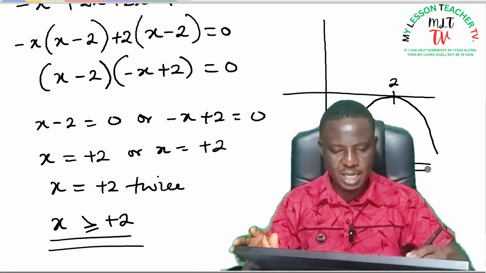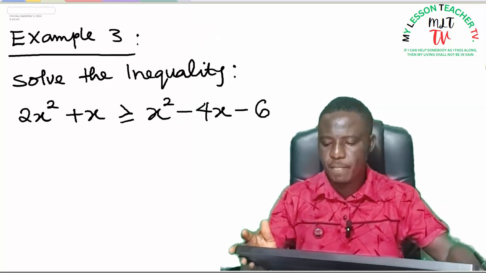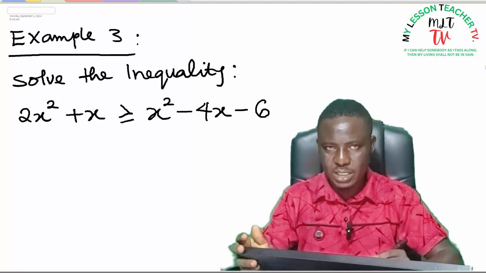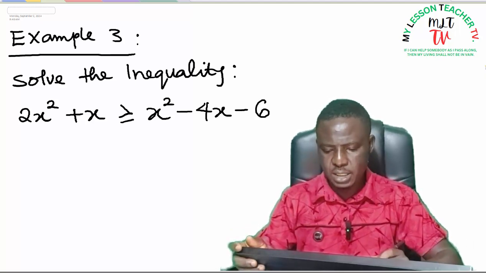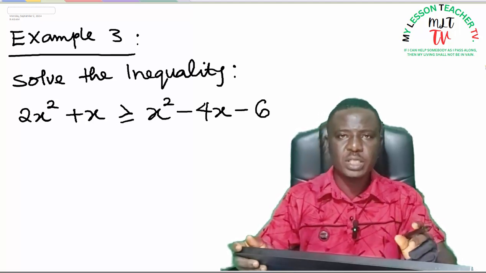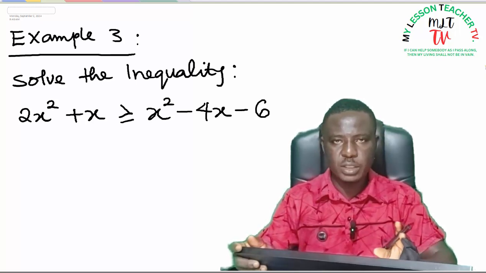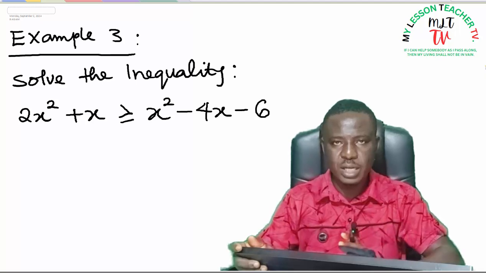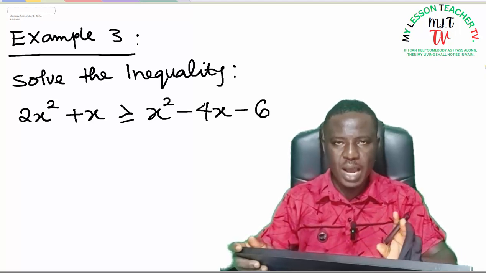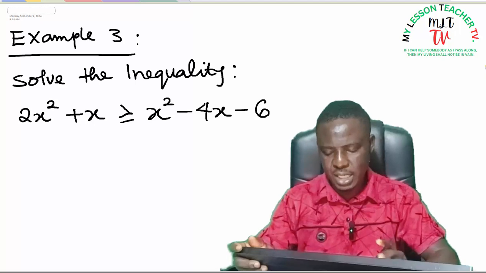Example 3, we are asked to solve the inequality 2x squared plus x is greater than or equal to x squared minus 4x minus 6. So what we are going to do in this case, we are going to collect like terms, move all the quadratic expressions to the left hand side, while we allow 0 to be on the right hand side.